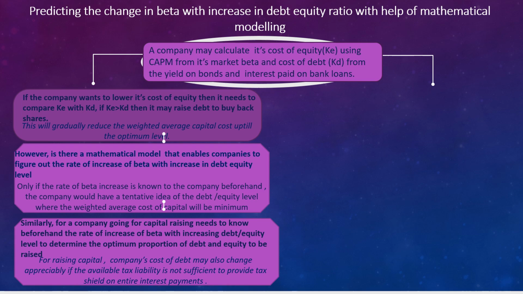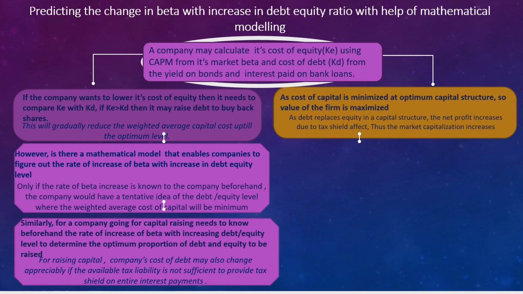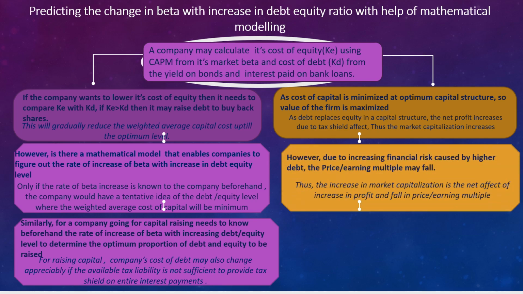For raising capital, the company's cost of debt may also change appreciably if the available tax liability is not sufficient to provide tax shield on the entire interest payment. As cost of capital is minimized at optimum capital structure, the value of the firm is maximized. As debt replaces equity in the capital structure, the net profit increases due to tax shield effect. Thus, the market capitalization increases. However, due to the increase in the financial risk caused by the higher debt, the price earning multiple may fall. Thus, the increase in the market capitalization is the net effect of the increase in profit and the fall in the price earning multiple.